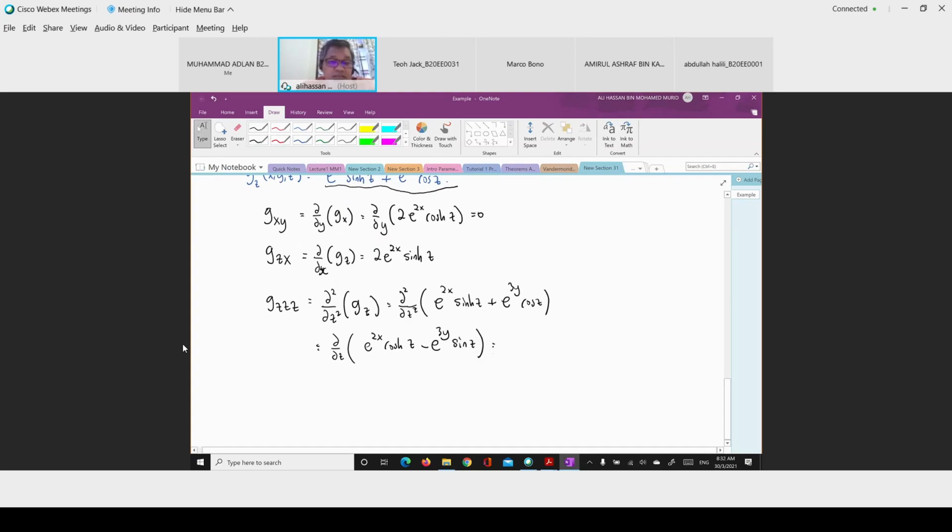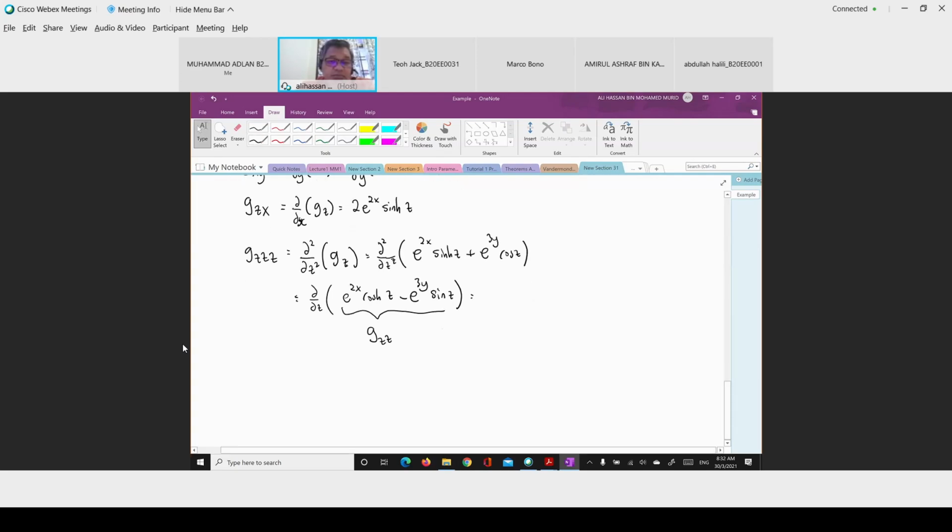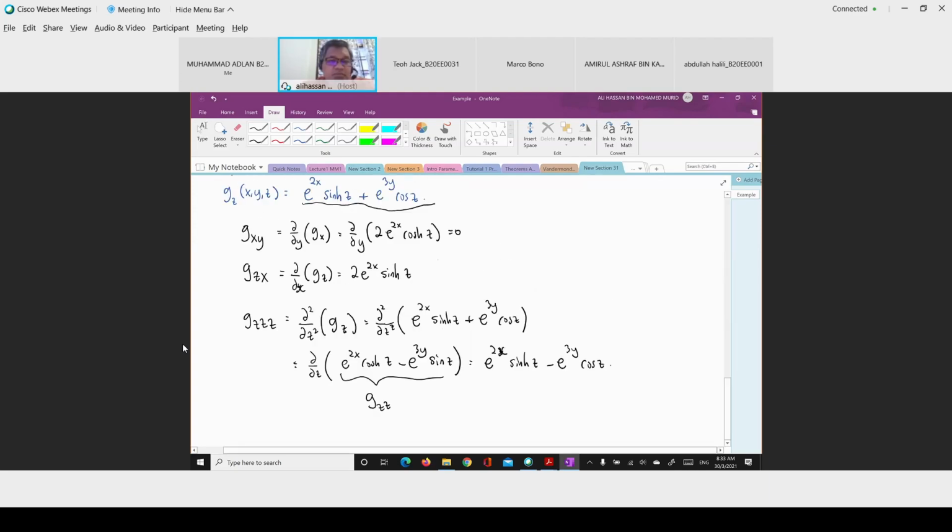This is the same as G partial Z partial Z. So differentiate the result once more with respect to Z. The answer is e to the 2x sinh Z minus e to the power of 3y cosine Z. Okay, that is the result. Are there any questions regarding the higher order partial derivatives?